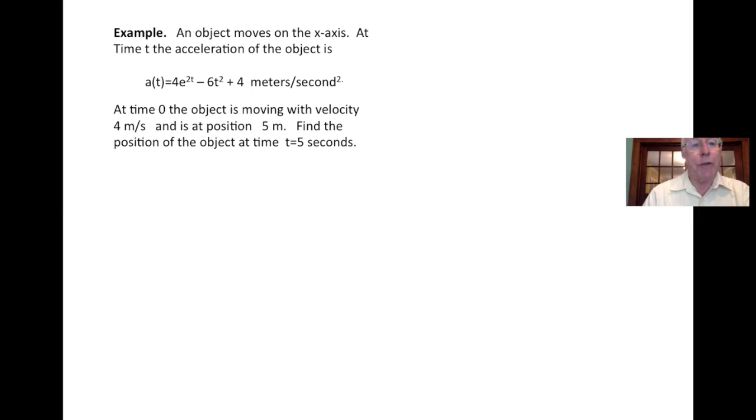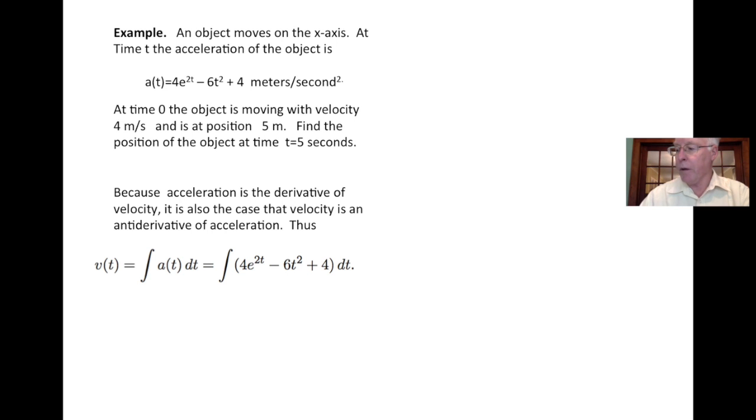Some additional information is given. We're told at time 0 the object is moving with velocity 4 meters per second and at that time is at the position 5 meters. The problem is to find where the object is at time t equals 5 seconds. So working from acceleration back to velocity and position is a very popular, common type of antidifferentiation problem.